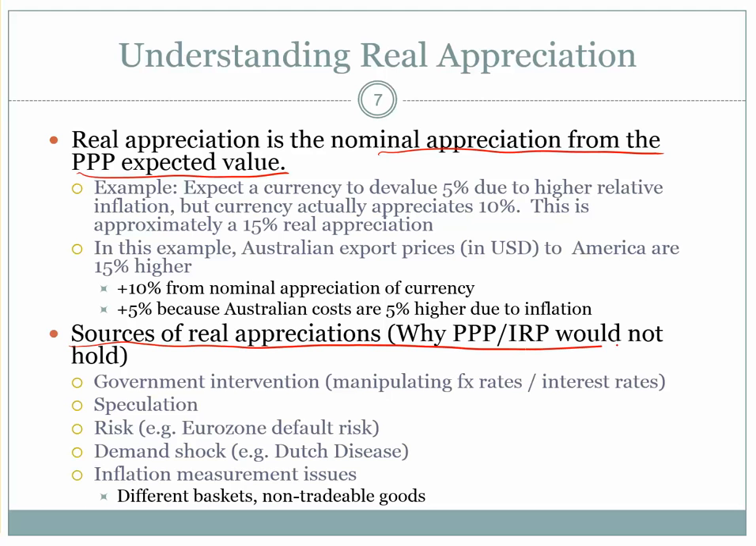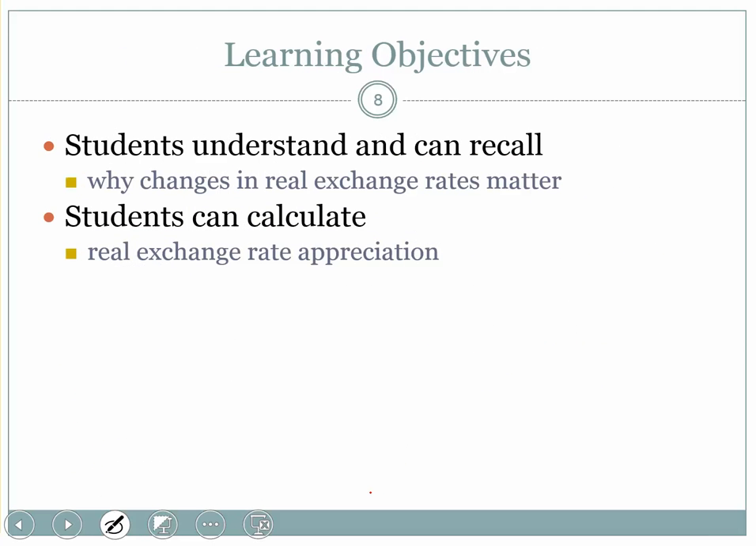What causes real appreciations? Well, it's anything that causes changes in an exchange rate besides inflation differentials. So that might be government intervention, speculation, change in risk in, say, the dollar or the yen, demand shocks, say just increased demand for Japanese goods, and inflation measurement issues related to how actual inflation is calculated. So we talked about what a real exchange rate is and how to calculate it.